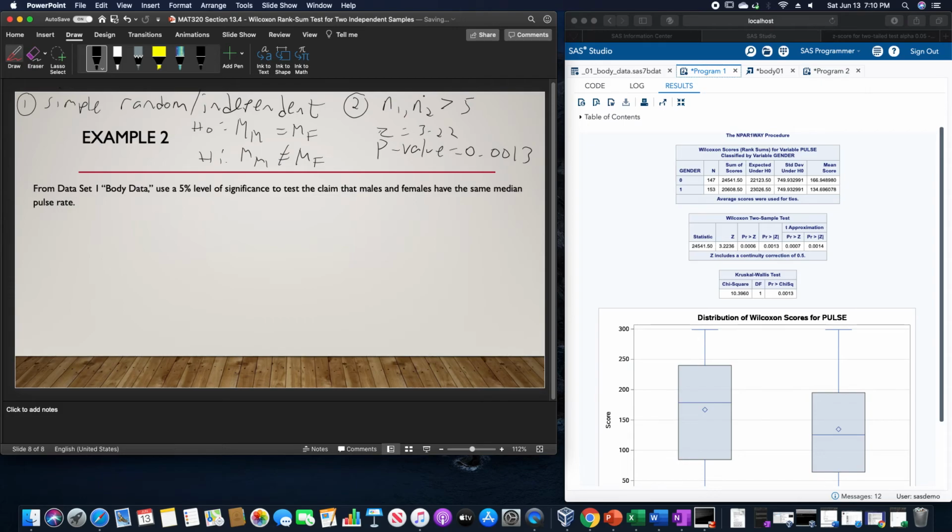And because of this, we can now reject the null hypothesis because that's less than 5%. So to write this out, at the 5% level of significance, we have sufficient evidence to support the claim that the males and females have different median pulse rates.